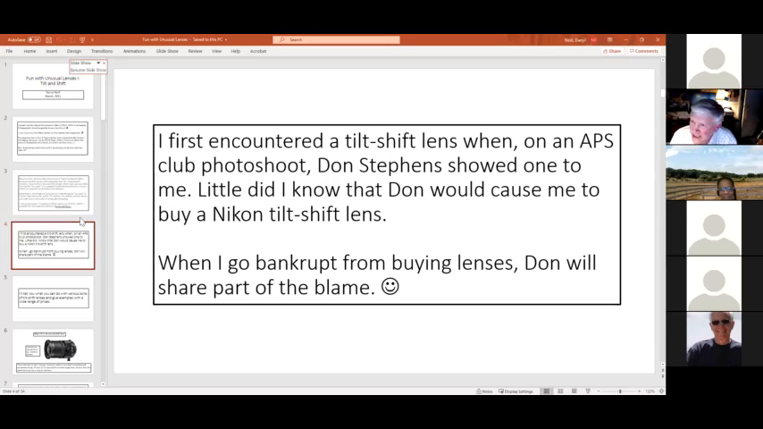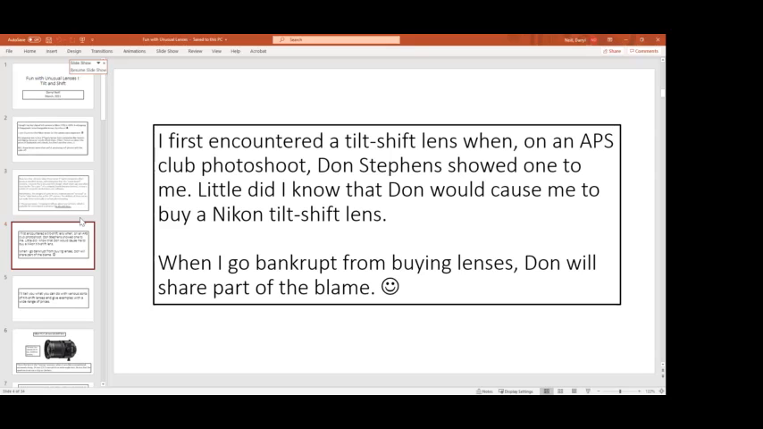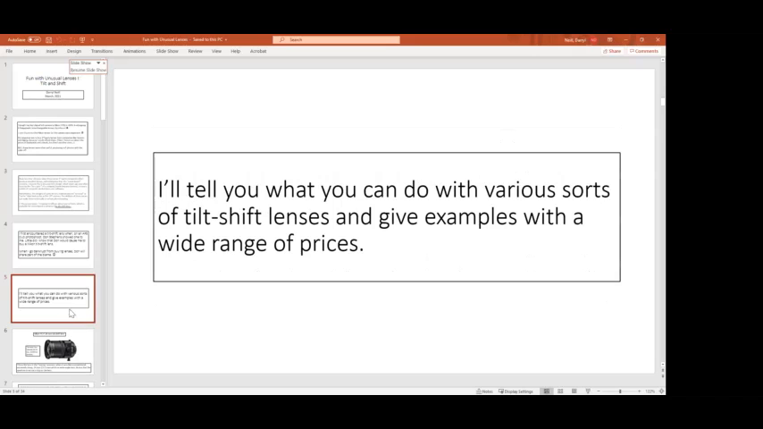And little did I know at that time that Don Stevens would send me on the route to possible bankruptcy, because these lenses can be expensive, as you'll see. So if I go bankrupt from buying lenses, it's Don's fault. I see he's attending tonight.